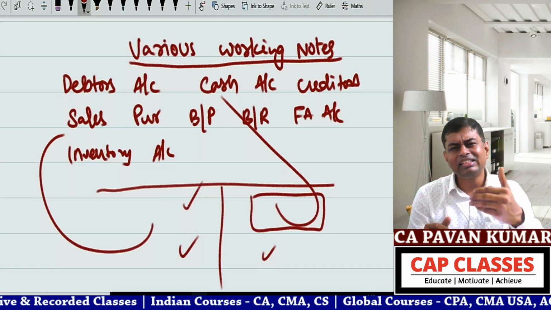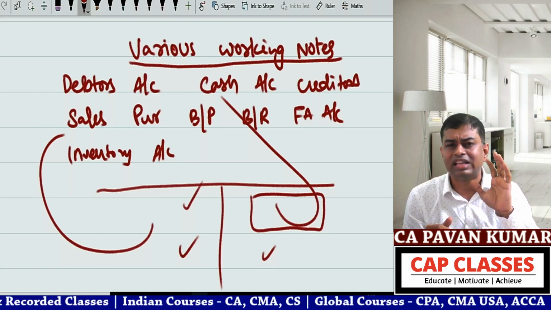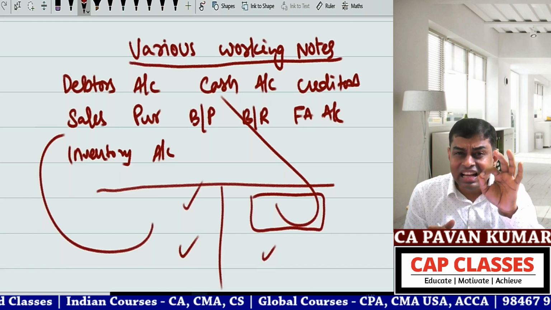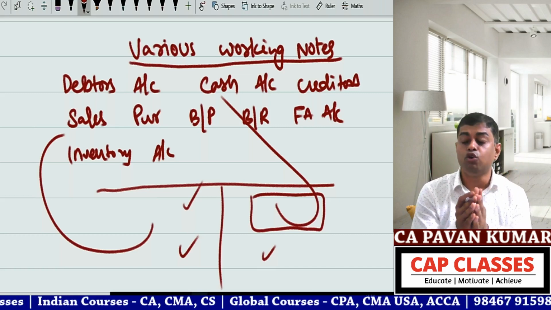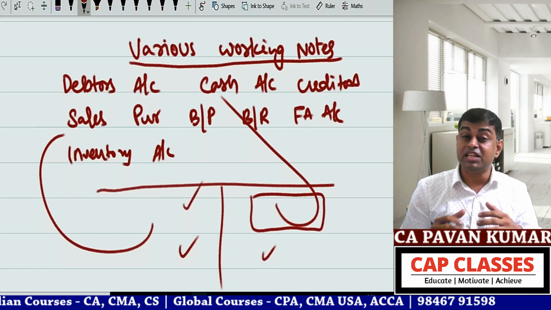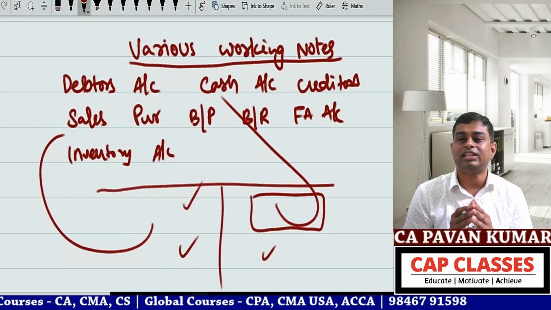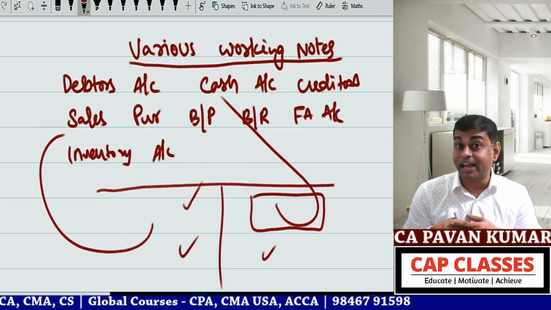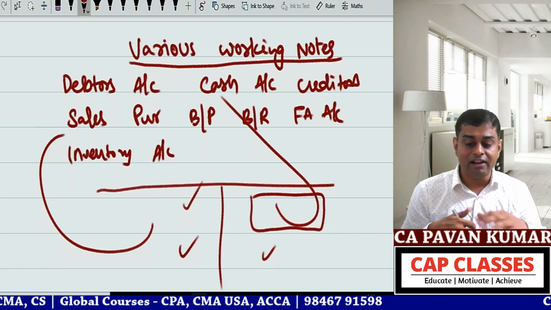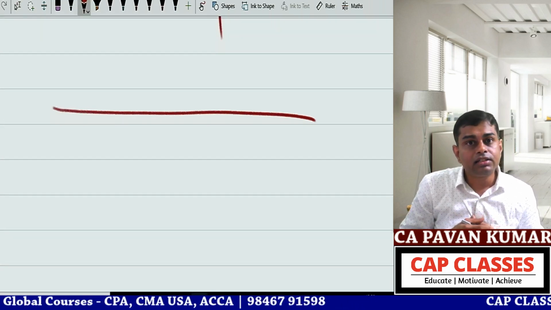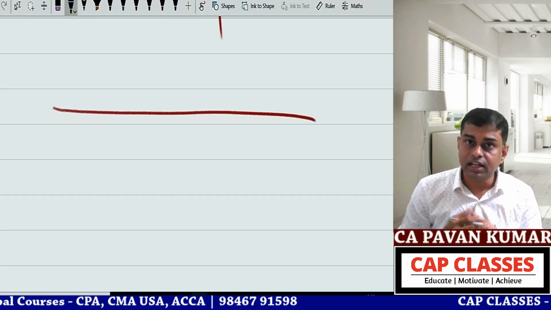Trust me, except one or two problems, all the problems are LKG problems. When you open the CA Intermediate Accounts Study Material, you say, sir, this is looking like a CPT, CA Foundation problem. Easy problems. Why have they given easy problems, sir? Auditing starts where accounting ends. Correct. Auditing starts where accounting ends.